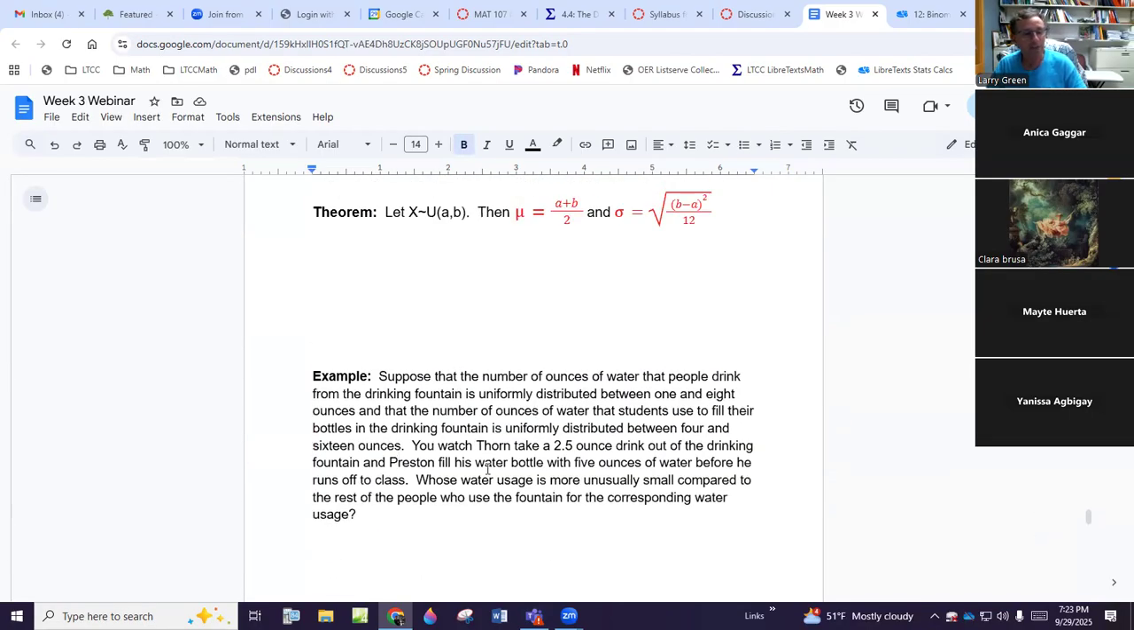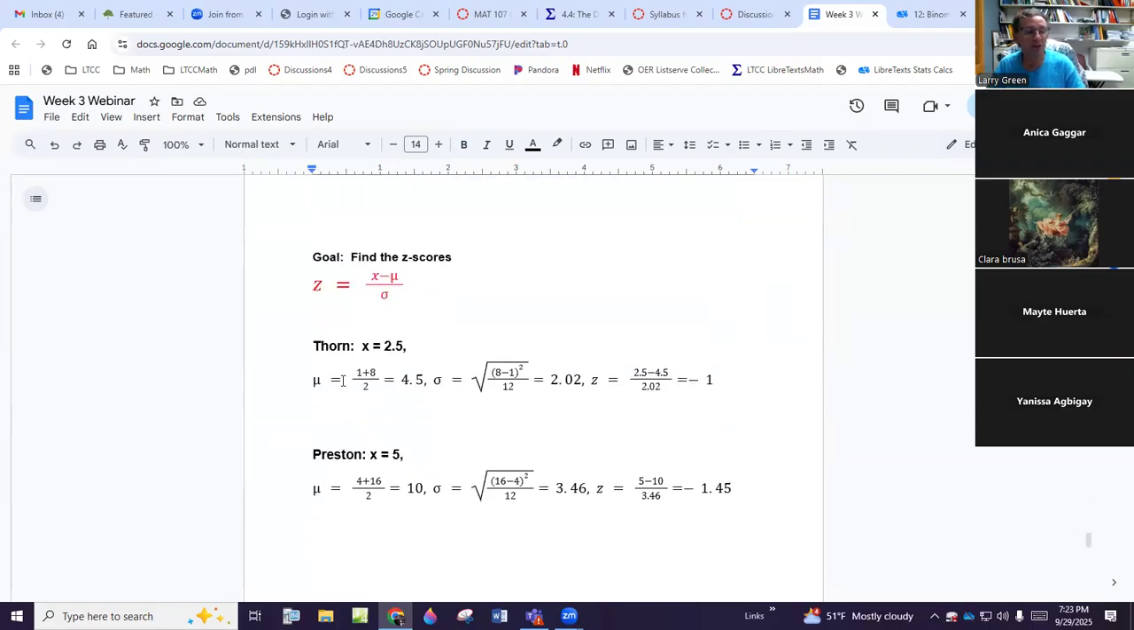And for water bottle filling, that's uniform between 4 and 16 ounces. So A is 4 and B is 16. So the mu for water bottle filling is A plus B over 2, which is 4 plus 16 over 2. 4 plus 16 is 20. 20 over 2 is 10. That's an easy one to do in your head.